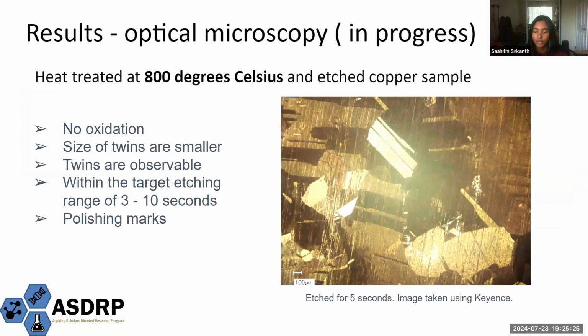Using this information, we decreased the temperature of the heat treatment to 800 degrees Celsius. This meant that the twins would be smaller and a more optimal size. The etching time was also decreased, so as to find a time which would reveal the grain boundaries without the copper being etched any further. As planned, the twins were observable in a smaller size. There were little to no signs of over-etching, but a few polishing marks were still on the sample.